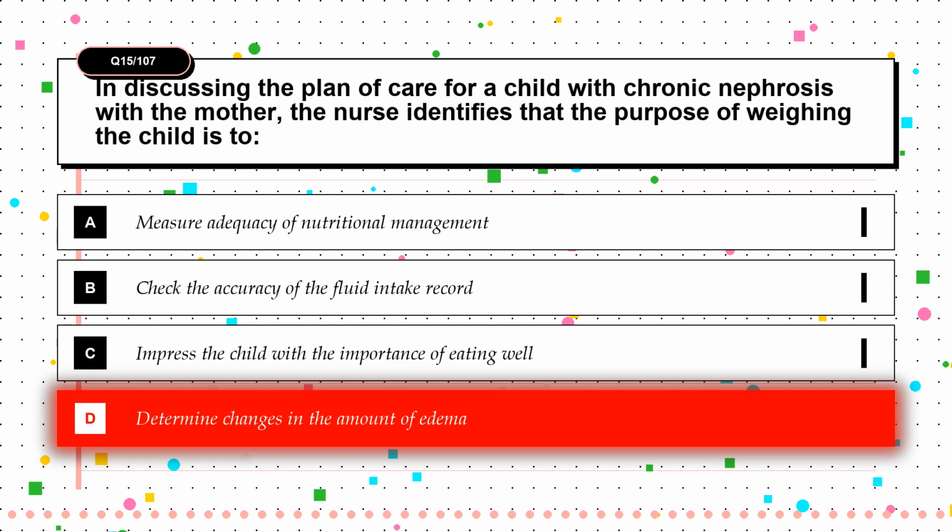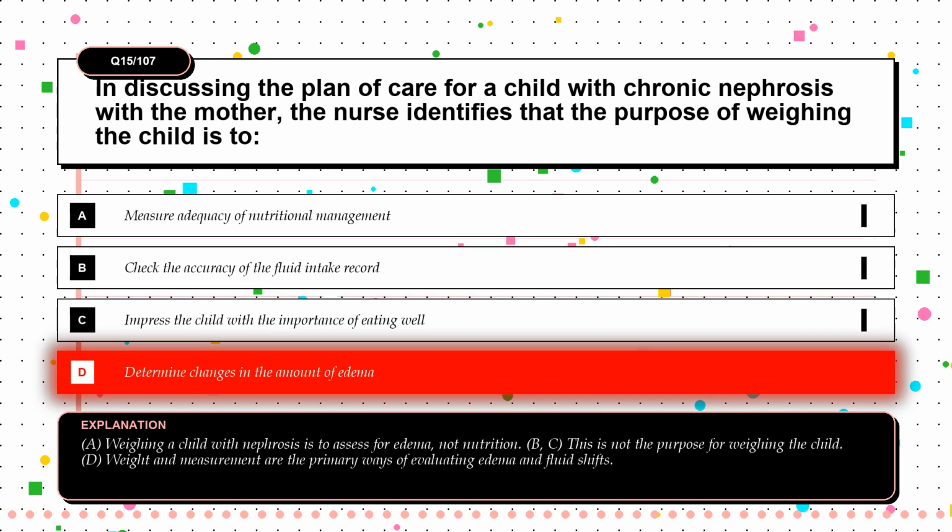The correct answer is option D. Determine changes in the amount of edema. Weighing a child with nephrosis is to assess for edema, not nutrition. B. This is not the purpose for weighing the child. D. Weight and measurement are the primary ways of evaluating edema and fluid shifts.